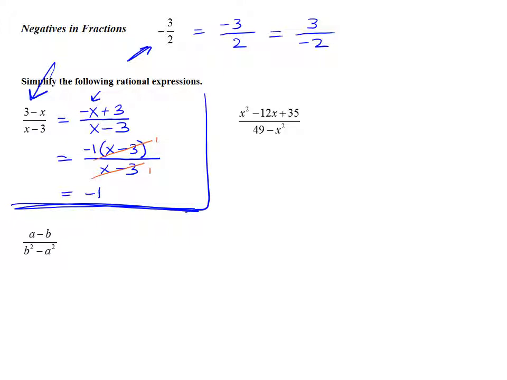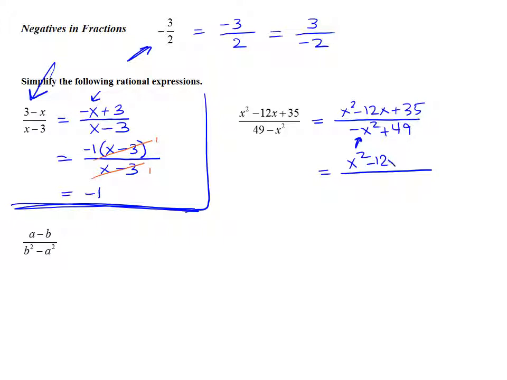Here's another example, x squared minus 12x plus 35 over 49 minus x squared. The denominator, you notice, is not written in descending order. So let's write both parts of the fraction in the same way. So the numerator stays in descending order. The denominator gets rewritten as negative x squared plus 49. Notice the negative in front of the x squared. That's the hint to factor a negative 1.